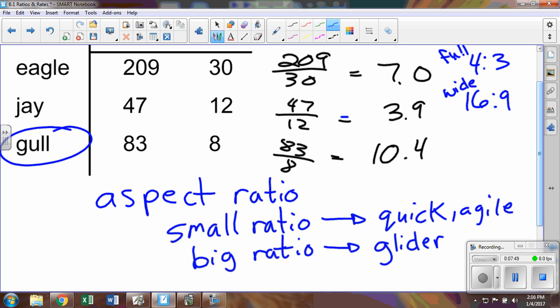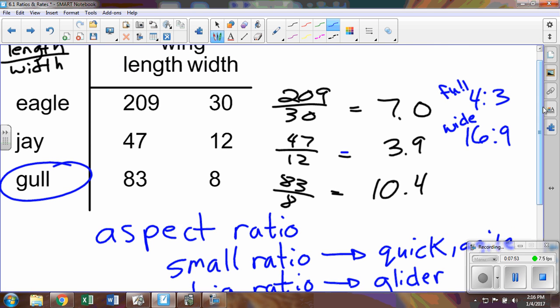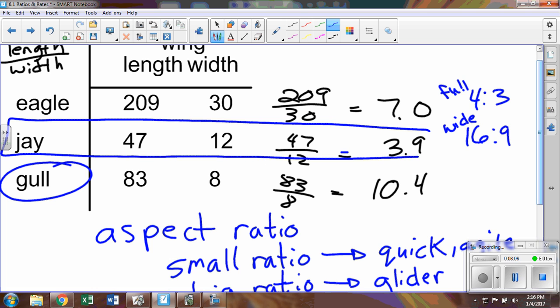And so if you understood this fact, you can go back to the top and say, which one of these birds is going to be the most agile in flight? Well, it's the same thing as saying which one has the smallest ratio. Because the jay has the smallest ratio, it's going to be the most agile. That is, something like a blue jay would be able to change directions while flying quicker than an eagle, quicker than a gull.